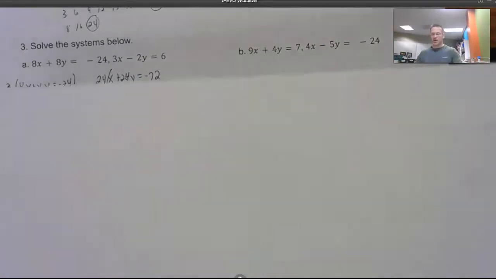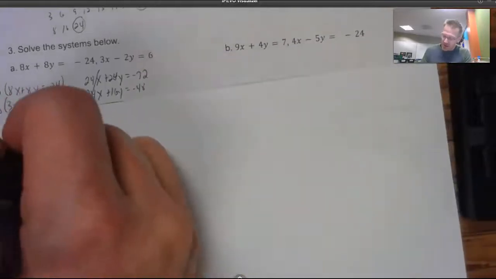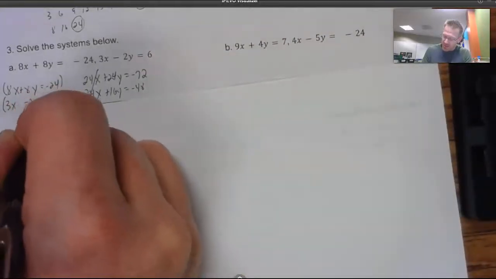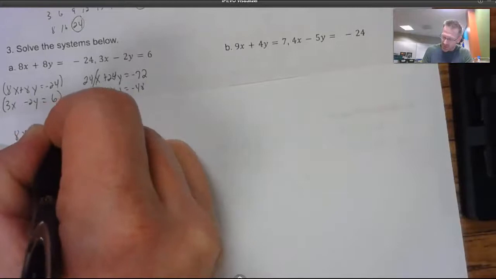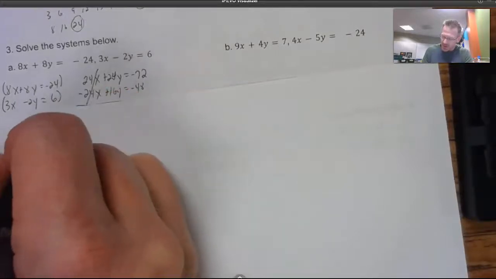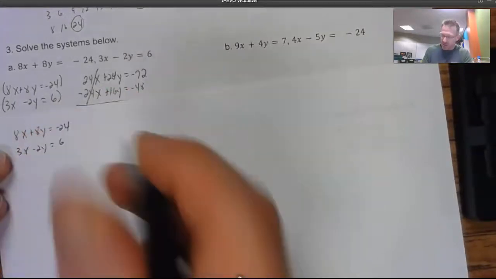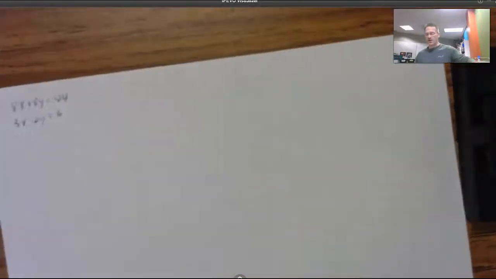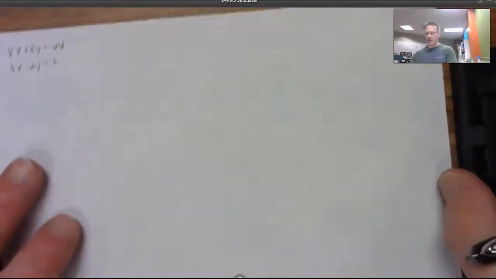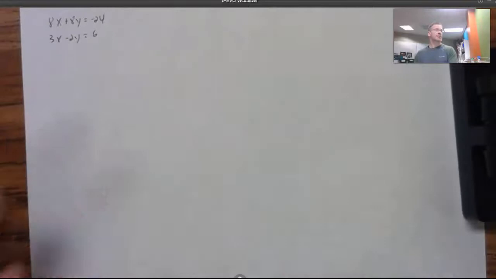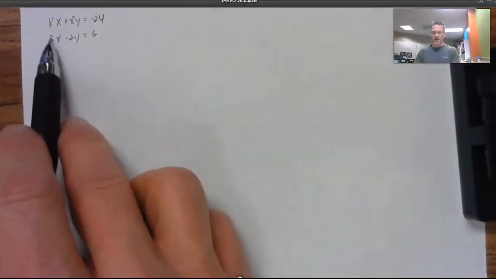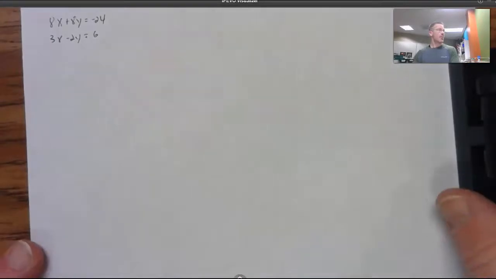Now, here's what I'm going to do. I'm going to just copy these equations back down here. So let's look at 8x plus 8y equals -24. And let's look at 3x minus 2y equals 6. You don't necessarily have to write this, but I want you to just watch the problem again, because once again, it doesn't matter which variables I get opposite. So in the last example, I just did the x's. This time I'm going to do the y's here.